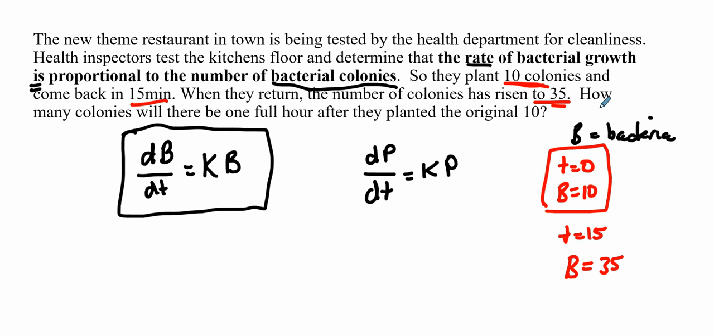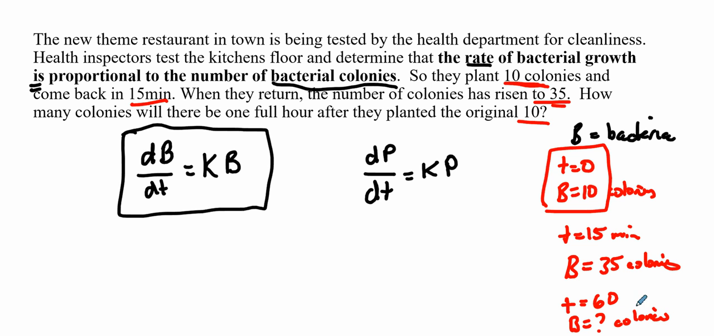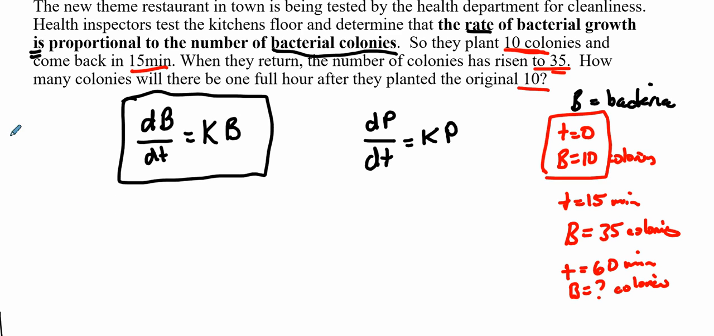So we're trying to figure out how many colonies there will be one full hour after they've planted the original 10. We're trying to figure out what B is when t equals 1 hour. That's 60 minutes, and each of these is in minutes. We started off with that many colonies, and we're trying to figure out the colonies after 60 minutes. So without further ado, let's solve this problem.